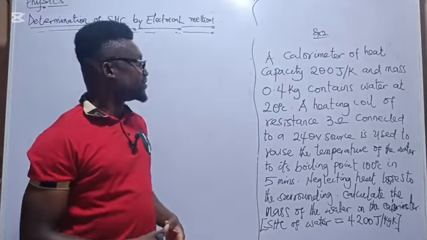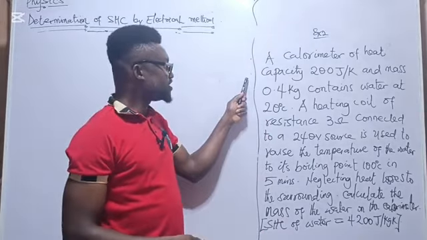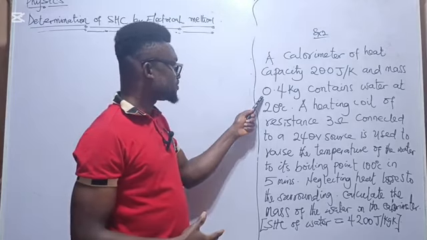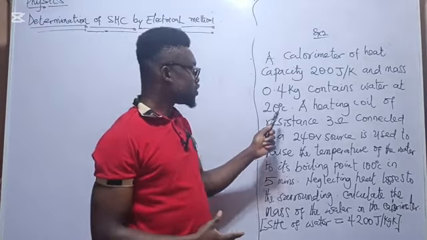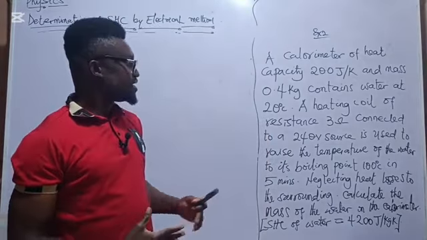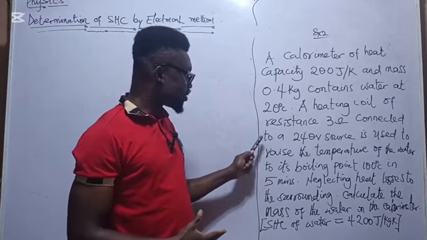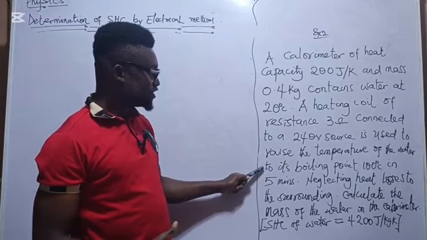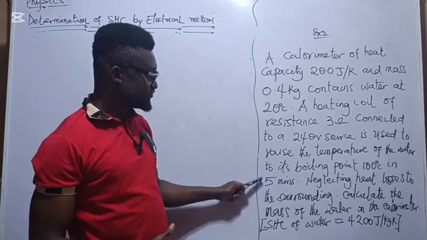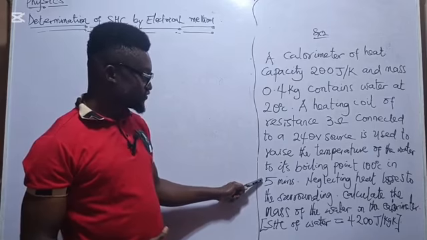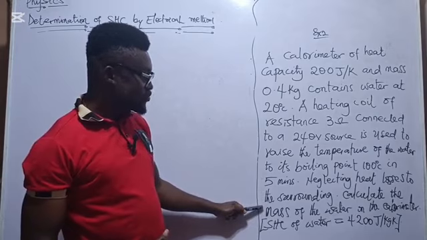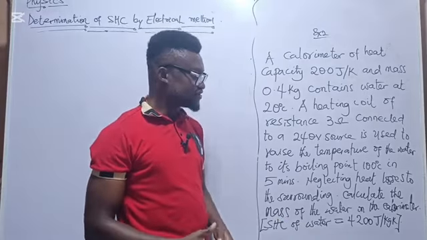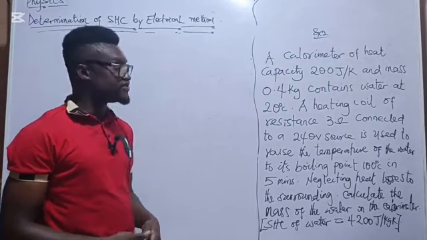So we have another question on the board. It reads, a calorimeter of heat capacity 200 joule per Kelvin and mass 0.4 kilogram contains water at 20 degrees Celsius. A heating coil of resistance 3 ohm connected to a 240 volt source is used to raise the temperature of the water to its boiling point, 100 degrees Celsius, in 5 minutes. Neglecting heat losses to the surrounding, calculate the mass of the water in the calorimeter. The specific heat capacity of water equals 4,200 joule per kilogram per Kelvin.